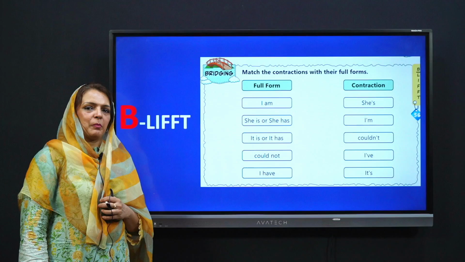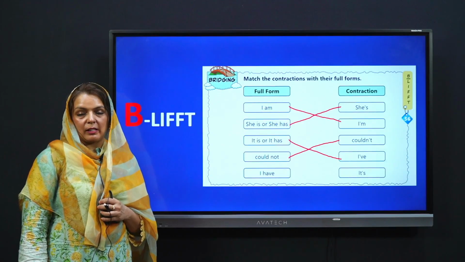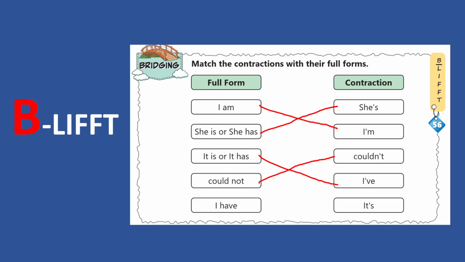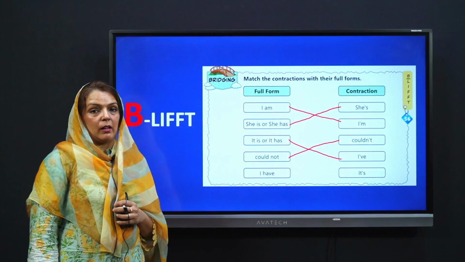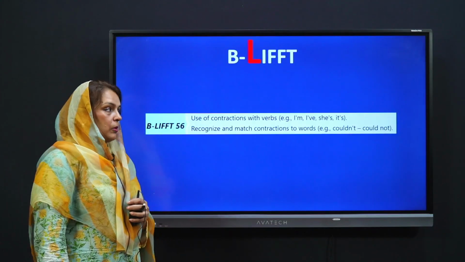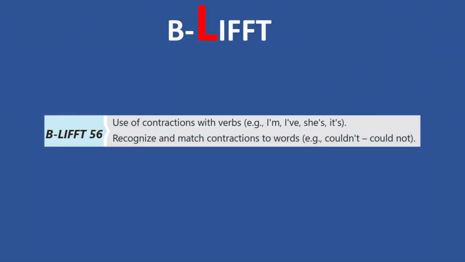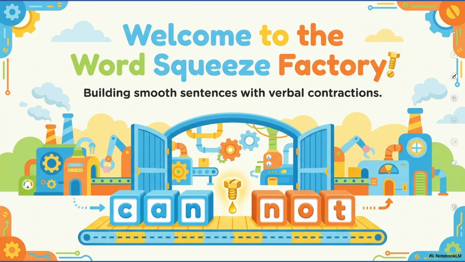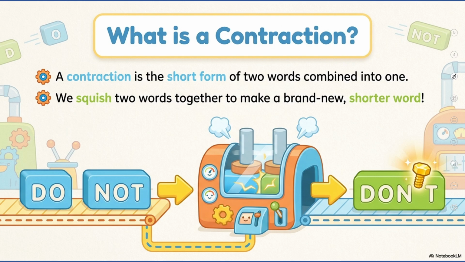And I'm sure that by now you have already done your bridging activity. And this time your answer should match mine because these are the correct answers. Now today's LIFT is again very, very important because it asks you to use contractions with the verbs. So we will be learning a new term today that is called contraction. So first of all, we will understand what a contraction is.